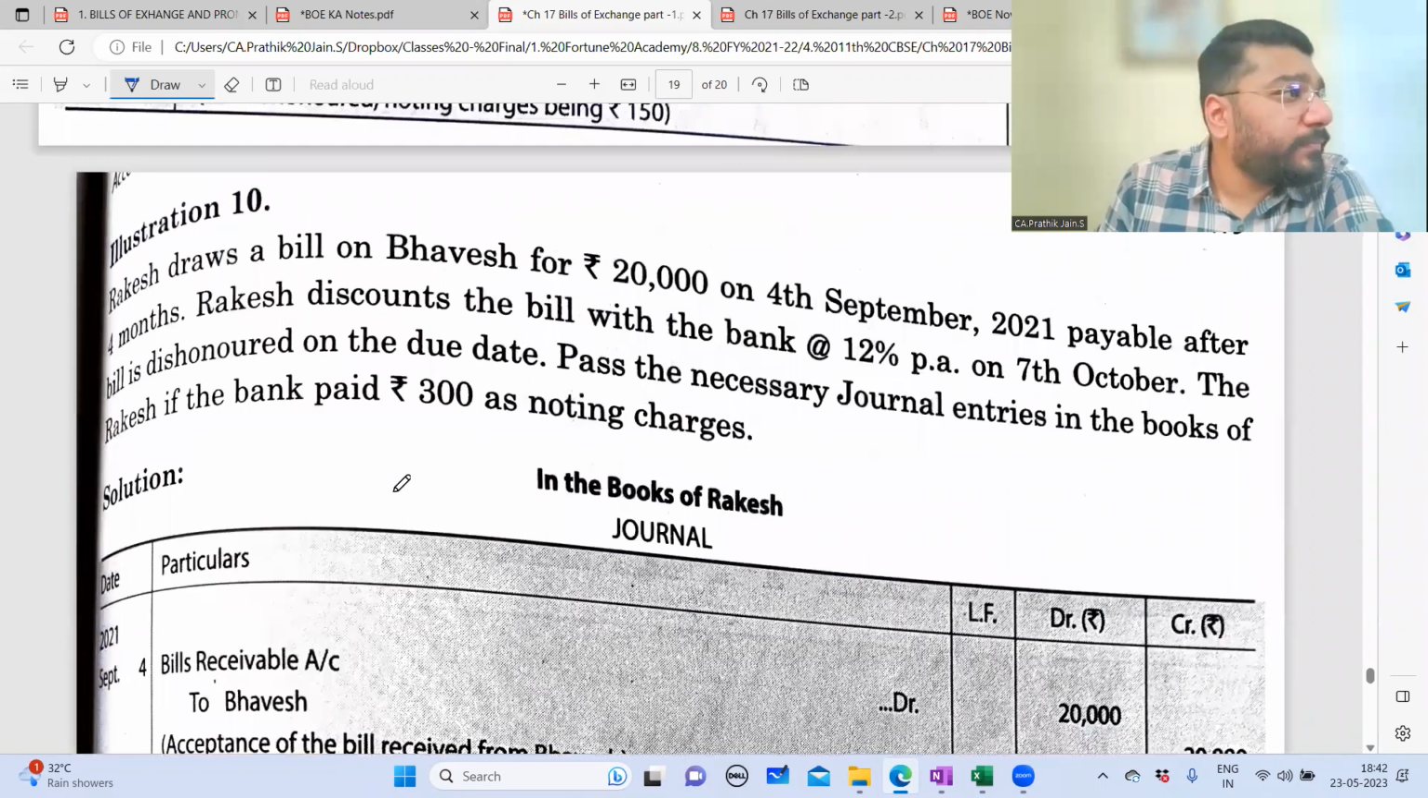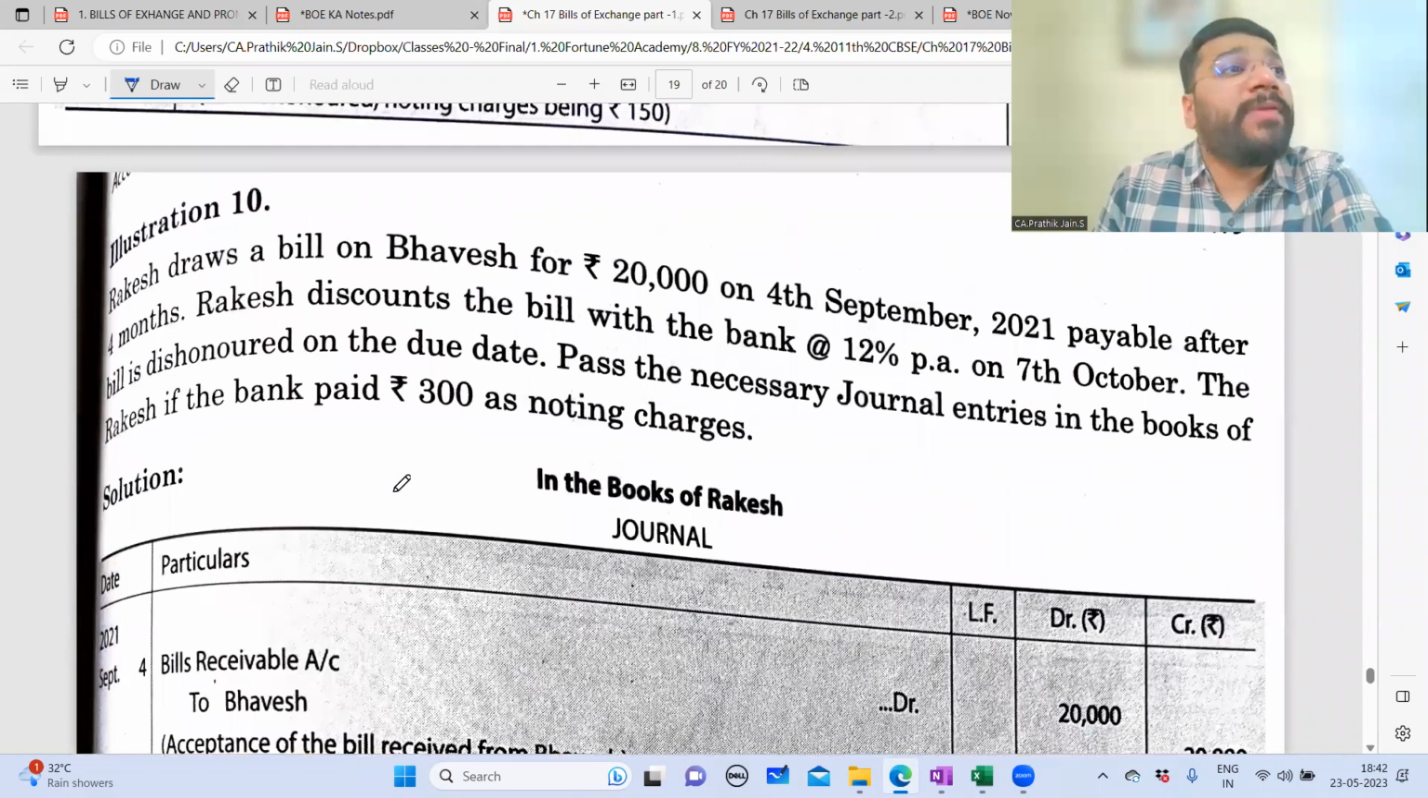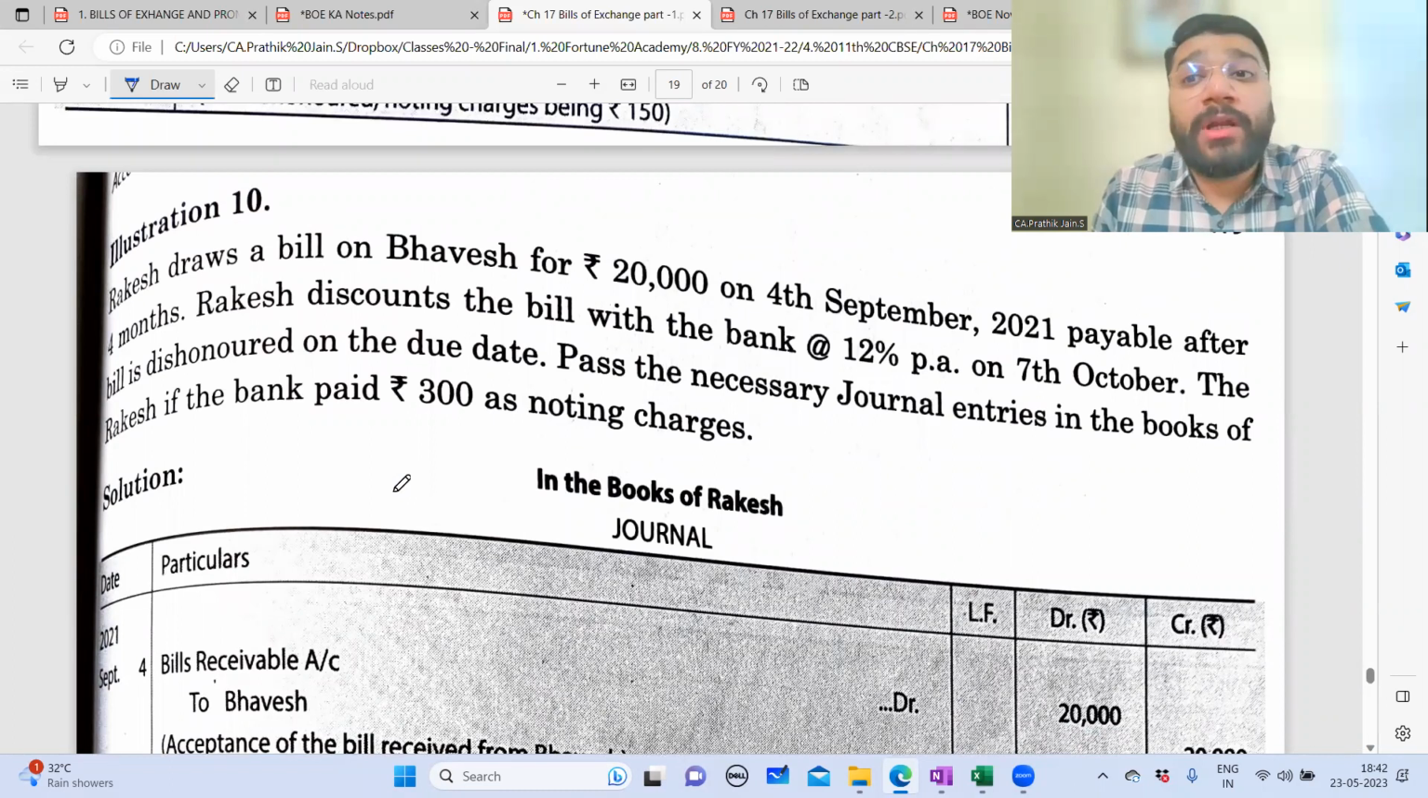Can I go to the next question? So case 2, when the bill is discounted with the bank, and in that case, if dishonourment happens, then what is the accounting treatment is what we're going to see.